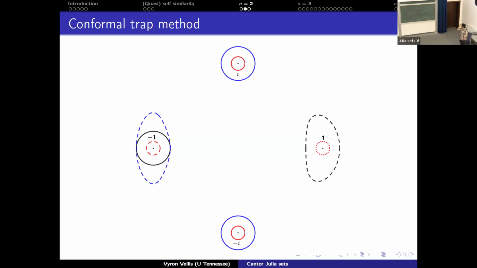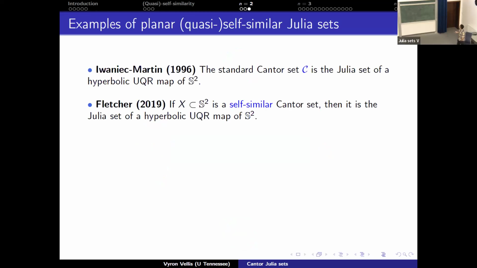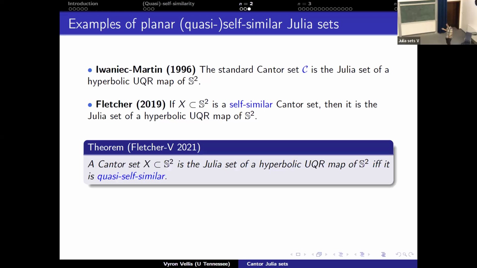All right. Later on, Fletcher improved the Iwaniec-Martin theorem, proving that not just the standard Cantor set, but in fact any self-similar Cantor set is the Julia set of a hyperbolic UQR map of S2. Then with Alistair, we further improved this theorem and cleared up the situation in 2 dimensions completely. So a Cantor set is a Julia set of a hyperbolic UQR map of S2 if and only if it is quasi-self-similar. So we know exactly what Julia Cantor sets can be.